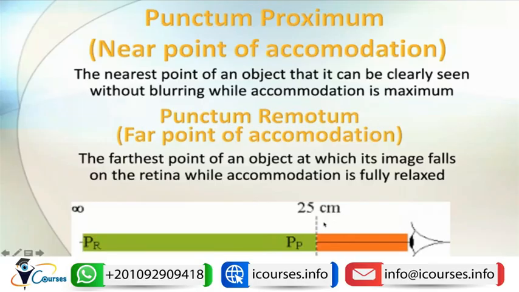The punctum remotum will be the reverse. If we make a distant target at which the patient can look, and the image can fall on the retina and be seen clearly while the accommodation is completely at rest, then this point is called the punctum remotum, or the far point of accommodation. So punctum proximum is the nearest point with full accommodation. Punctum remotum is the farthest point with the accommodation fully relaxed.